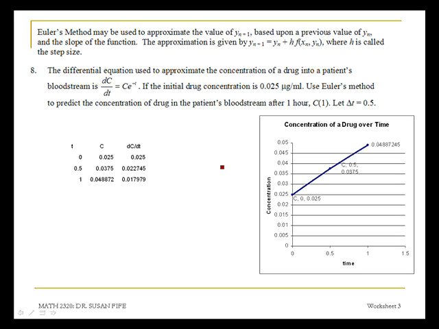For Euler's method, like you're given in problem number 8, you're given a differential equation, and you're using that differential equation to estimate the slope at any point in time. With Euler's method, you're given an initial value, and what I did on this graph is I graphed the initial value.